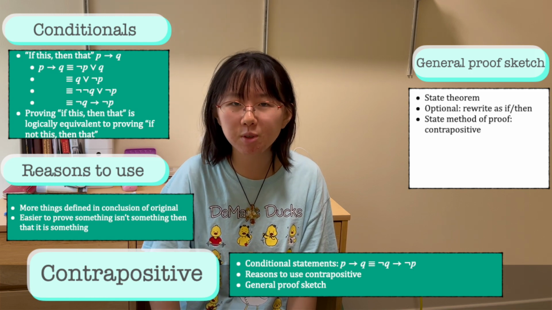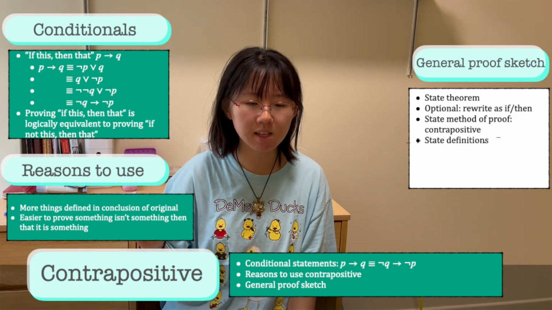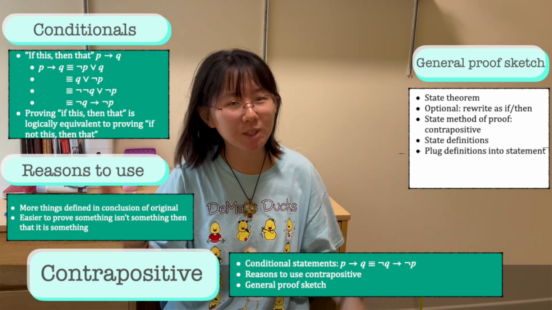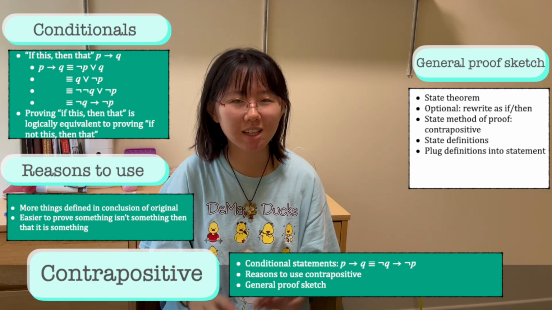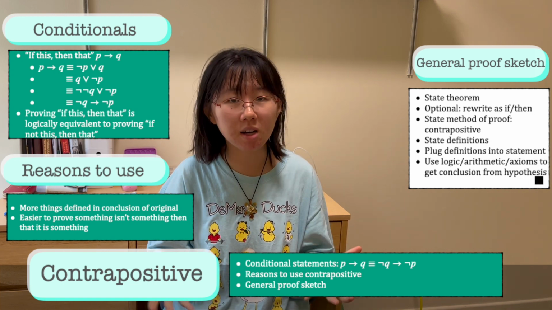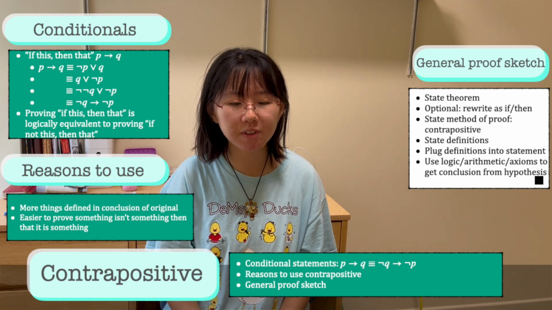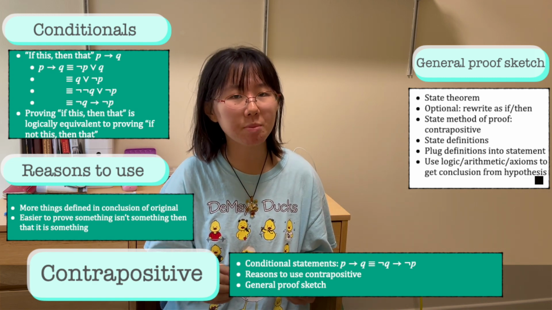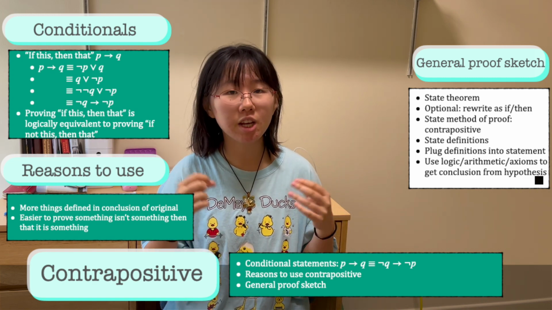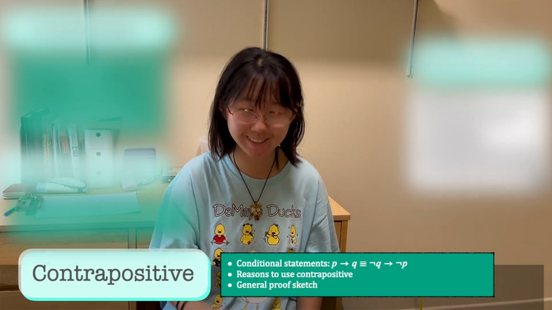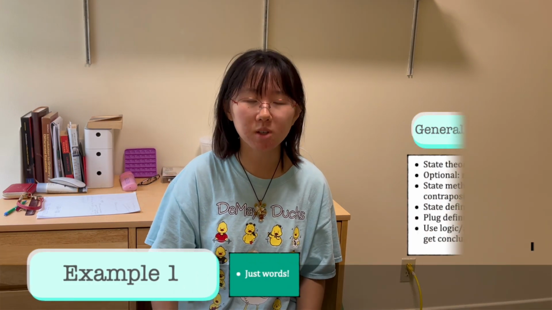Just like a direct proof, we'll state all our definitions and then plug our definitions into our statement, do some manipulation, some arithmetic, all that fun stuff, and then come out with the conclusion of the contrapositive. So if the original theorem is P then Q, what we should end up coming out with is not P is true, because that's the conclusion of the contrapositive. Whew.